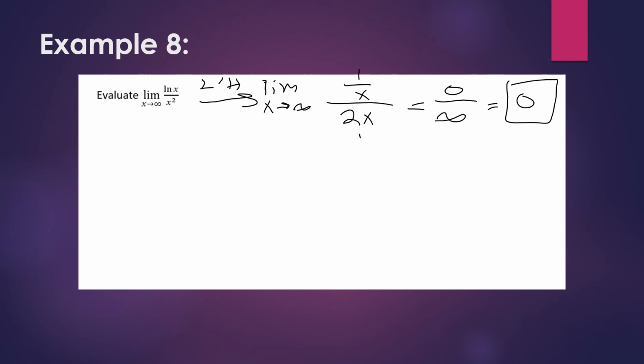And if you're not sure, you could manipulate this as 1 over 2x squared. Take this limit again, and you're going to get 0. That's just if you weren't sure what to do with a 0 over infinity. We can verify that in another way.